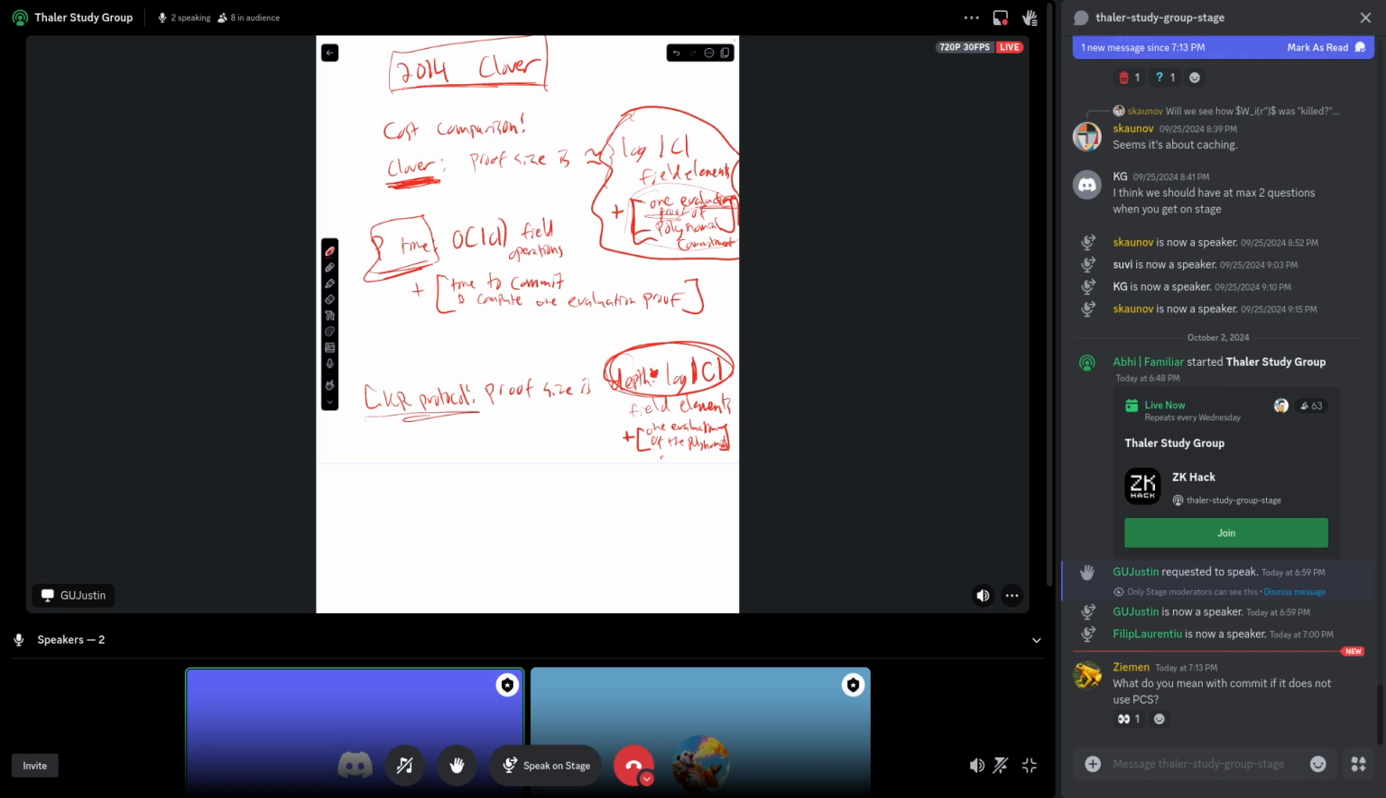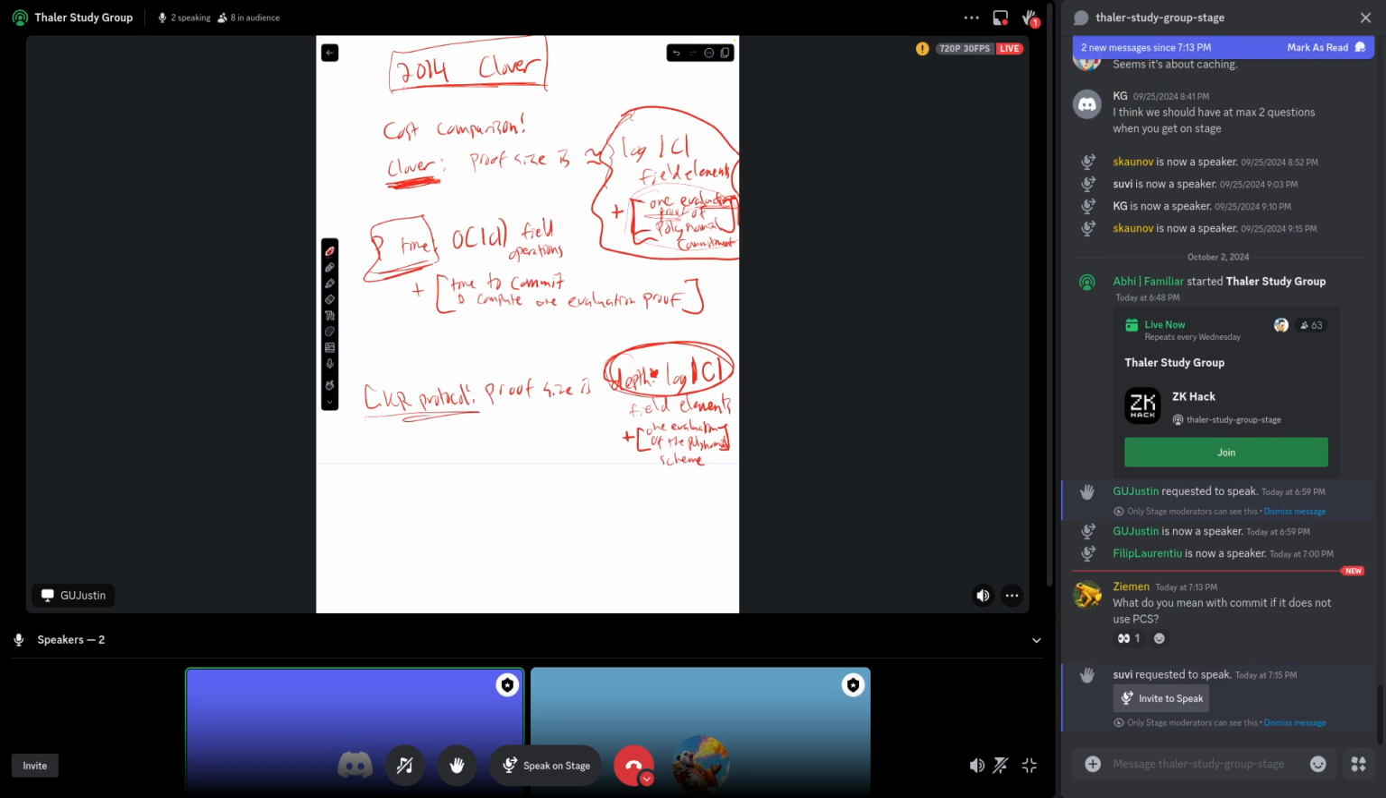Now, an important point here, how important this point is depends on what polynomial commitment scheme you use, and how big the input to the circuit is relative to the size of the circuit as a whole. But in the GKR protocol, the commitment scheme is applied only to the input X. Whereas in Clover, the commitment scheme is applied to the whole circuit, to every gate in the circuit.